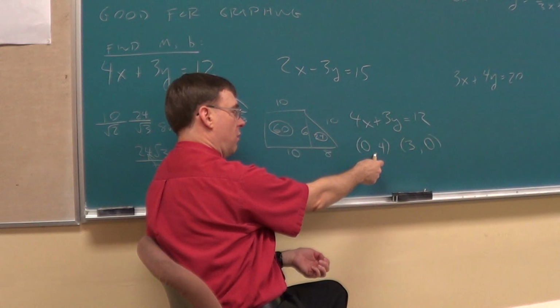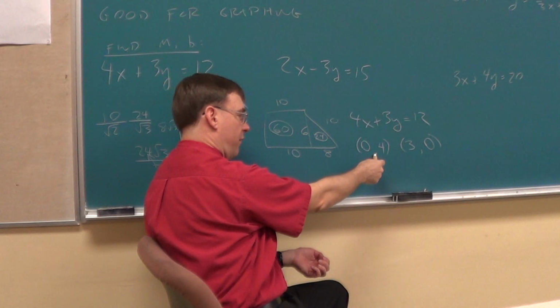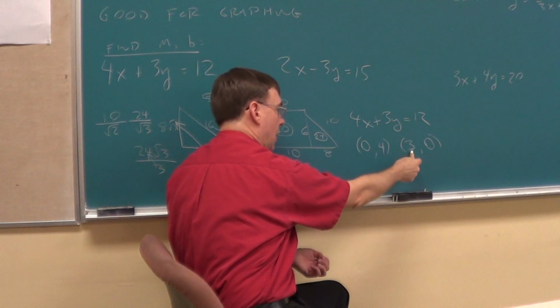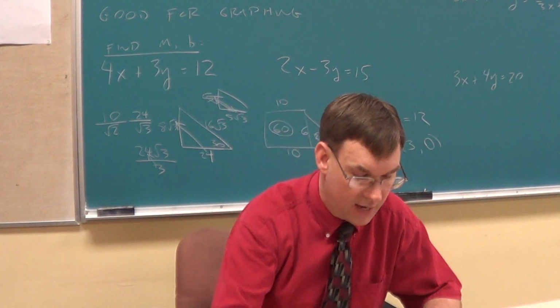So where is 0, 4? Up 4. Up 4, make that dot. Right 3. Right 3, make that dot. Play connect the dots, and you have yourself a nice diagonal line.